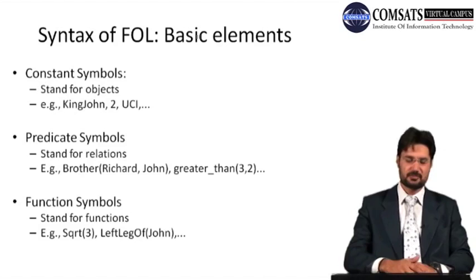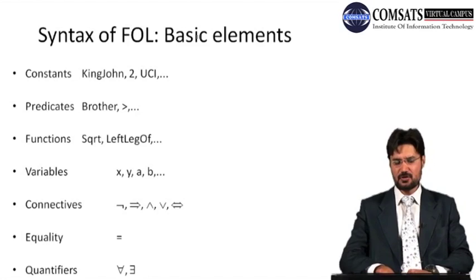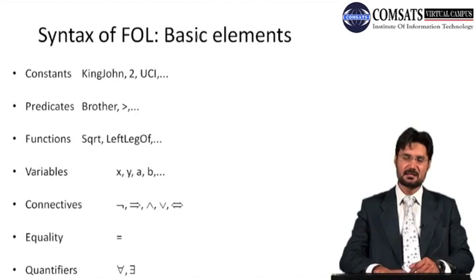Syntax of first order logic, basic elements. There are a lot, but we just collect a few of them. Constants: we have King John, 2, UCL, or different kinds of constant objects we can use. Then we have predicates: brother, greater than, less than, these kinds of things. Functions: we have square root, left leg of, so there are different kinds of functions we can use. We have variables: x, y, a, b, there are different kinds of variables.